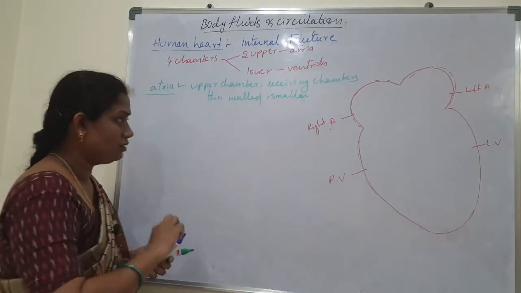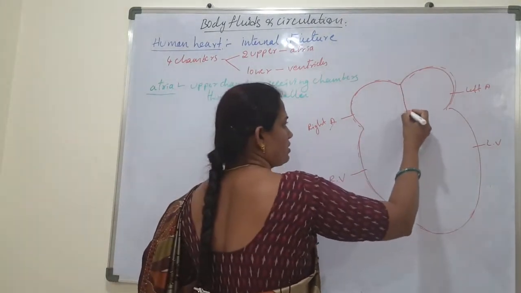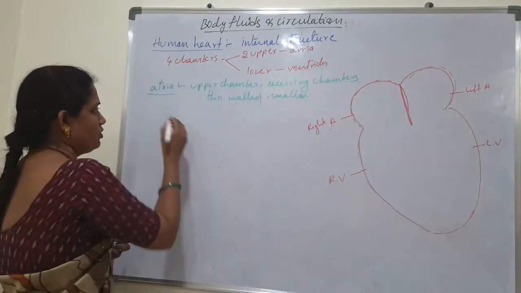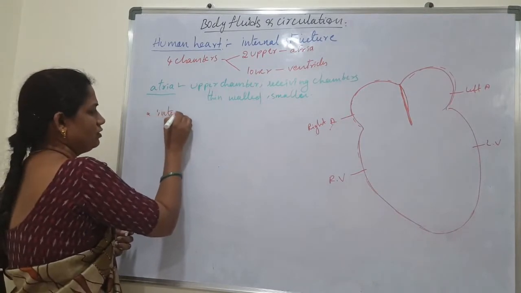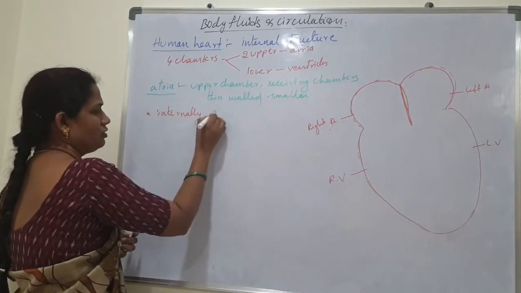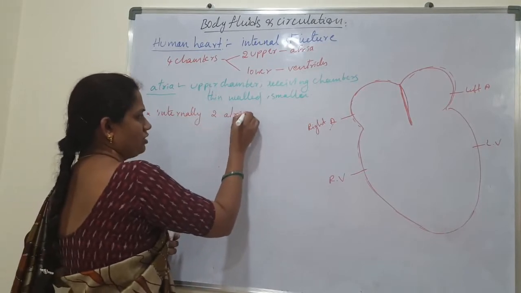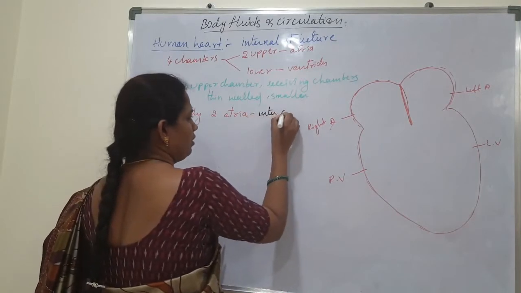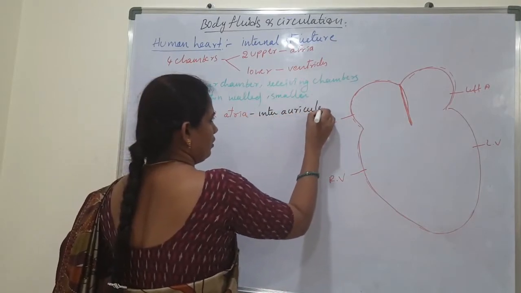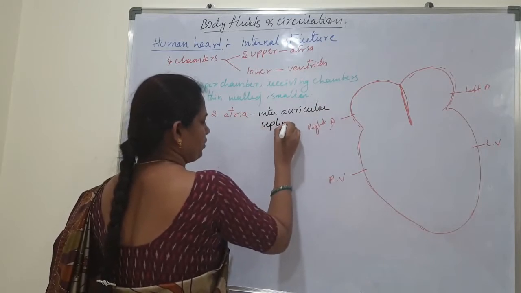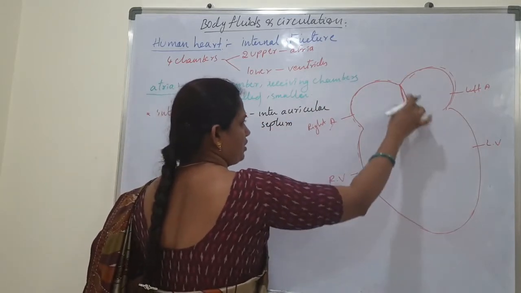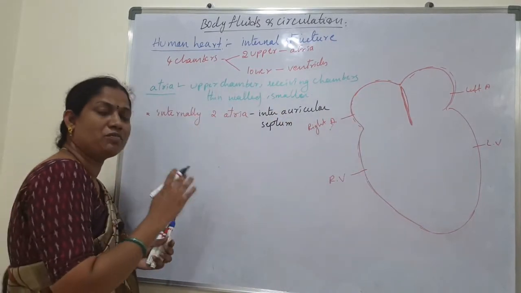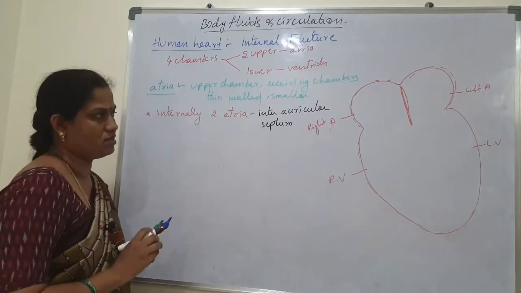Next, internally, the two auricles or two atria, the left and right atria, are separated by a wall. This wall is called the interauricular septum. This septum completely divides the two auricles.